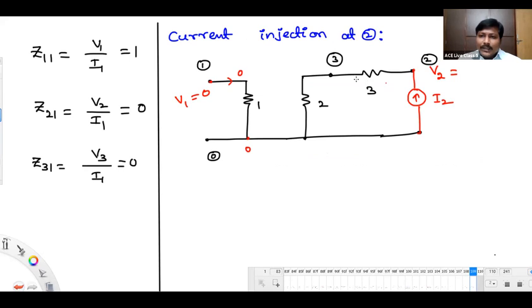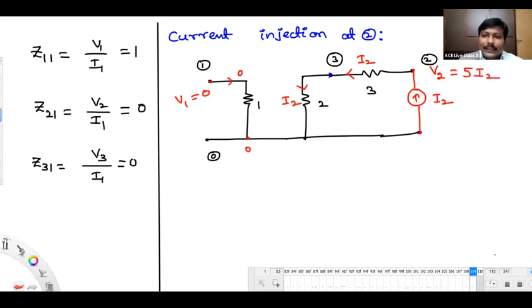Node 2 voltage. You observe I2 is flowing in this complete branch and circulating back. Obviously 3 and 2 will be in series, so 5 into the current I2 is the total voltage across these two impedances. That is nothing but the value V2. So voltage V2 is nothing but 5 into I2.